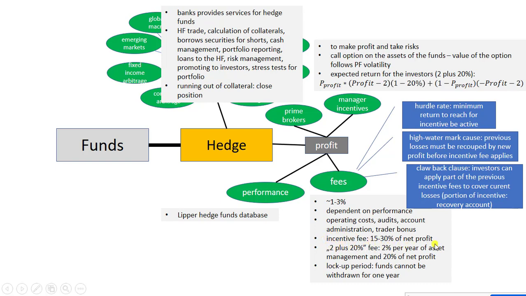So overall 15% to 30% of the net profit can also be paid. So this is about the capital and this is about the profit. And at least according to the book, there is this usual 2 plus 20% fee. So 2% of the asset management and 20% of the net profit will be the revenue of the fund.